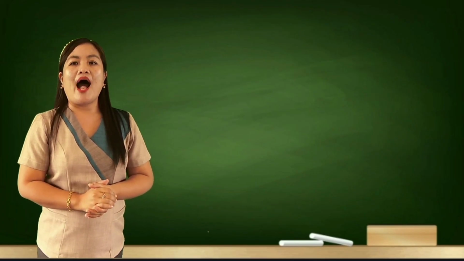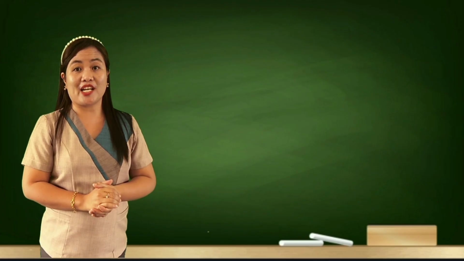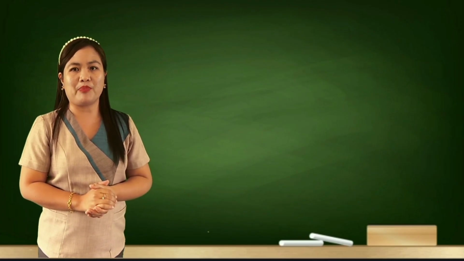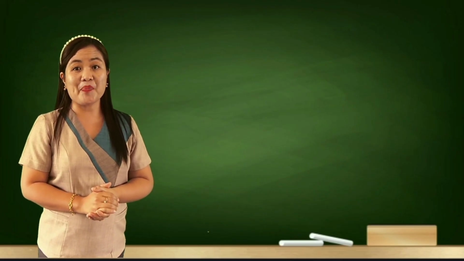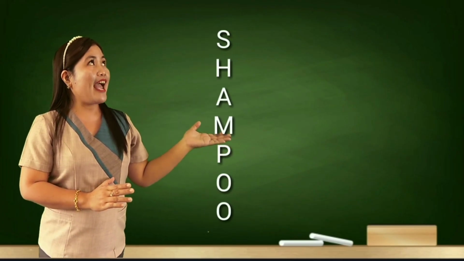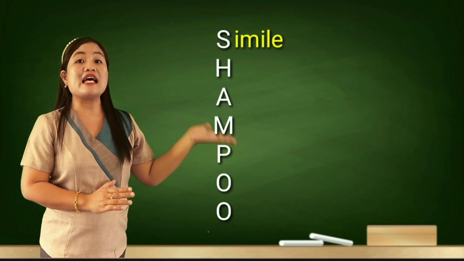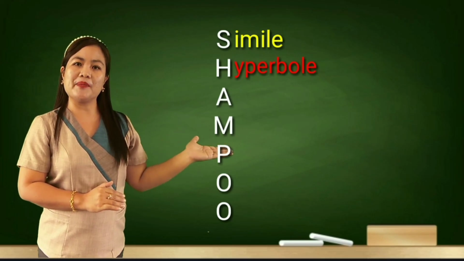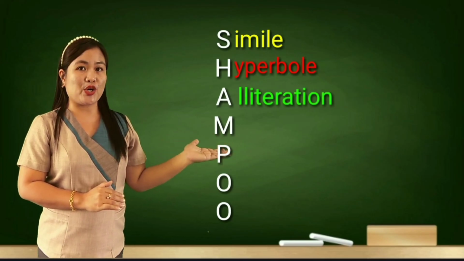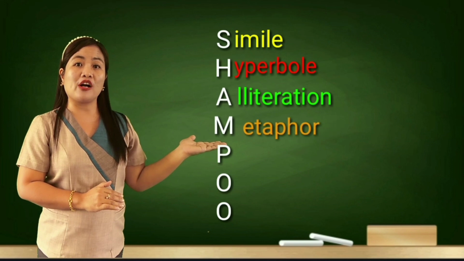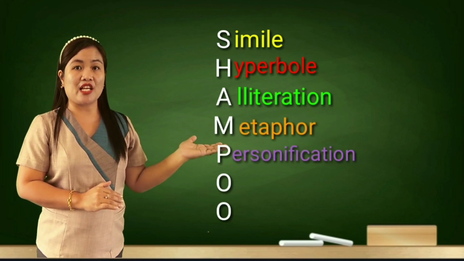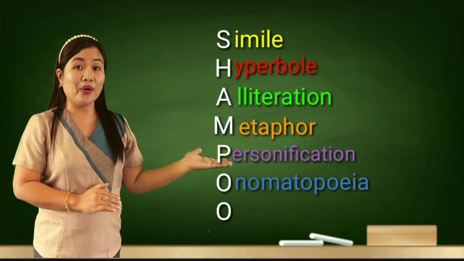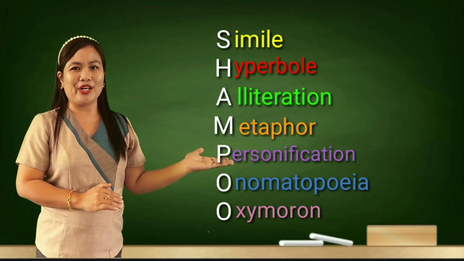This time, I'll share with you an easy trick to remember the 7 common types of figure of speech using the acronym SHAMPOO. S in our shampoo is simile. H stands for hyperbole. A for alliteration. M for metaphor. P for personification. O for onomatopoeia. And the last O for oxymoron.